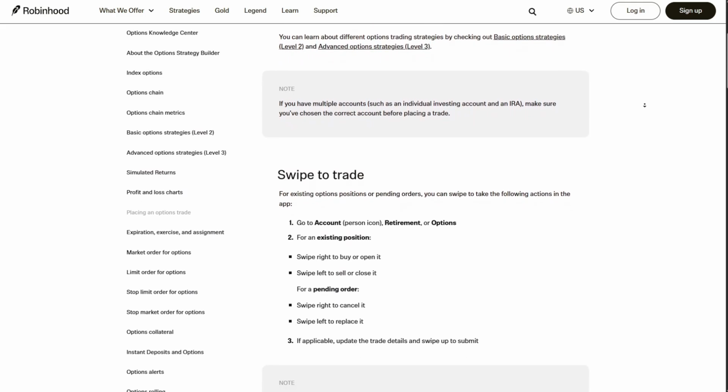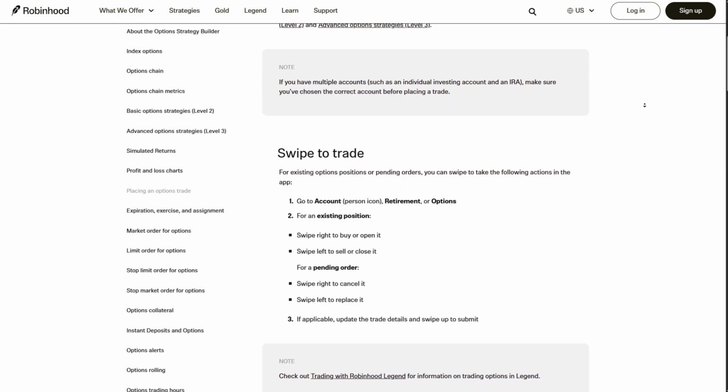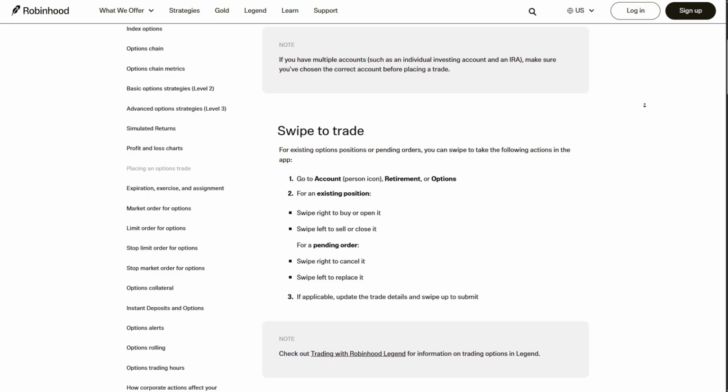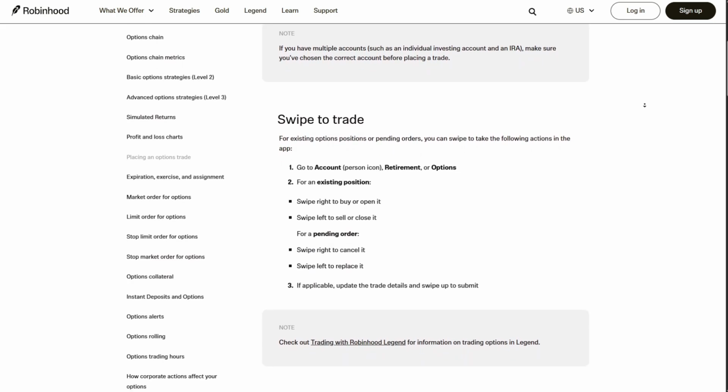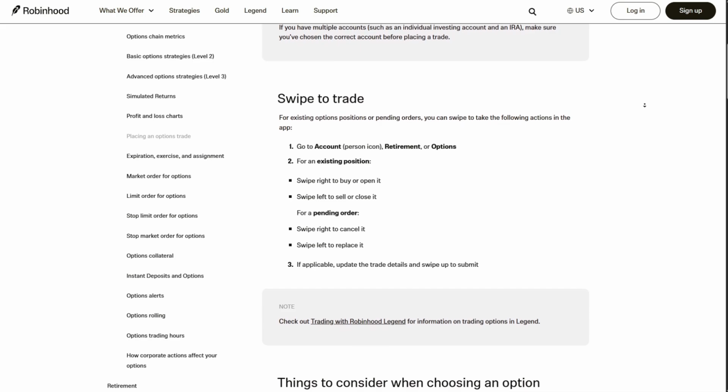Here's the important part. Swipe right to buy or open a position, swipe left to sell or close it. If it's a pending order, swipe right to cancel or left to replace. Before you place a trade, make sure you've selected the correct account, like individual or IRA.